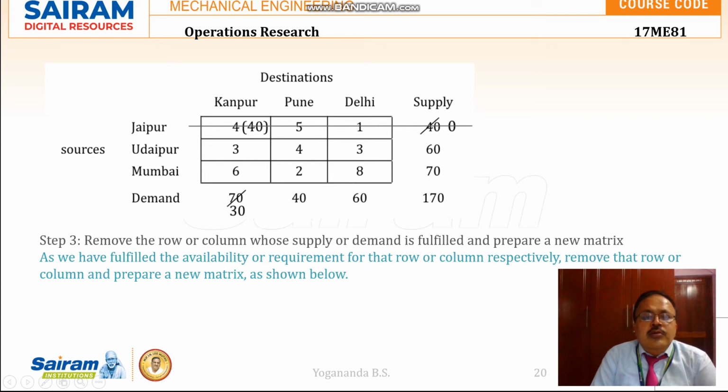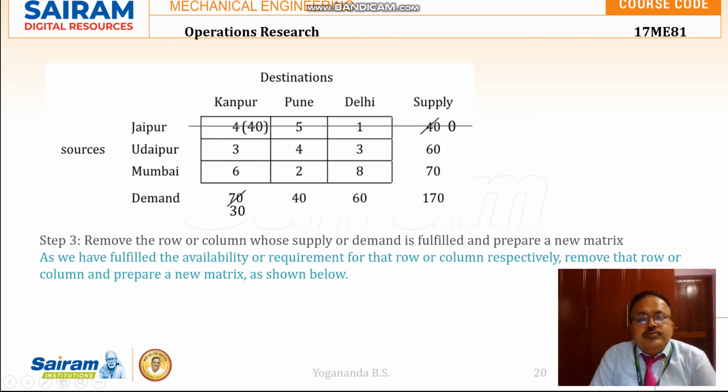Now the Jaipur center has no units to supply, so I will get rid of Jaipur. Out of the 70 pieces required, only 40 units of mobile phones are delivered to Kanpur. So 70 minus 40, that is 30 more units are needed at the destination Kanpur.